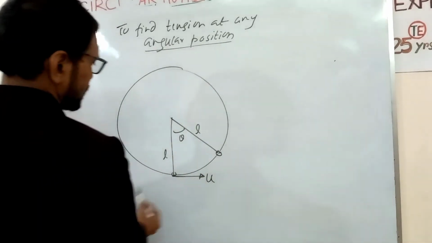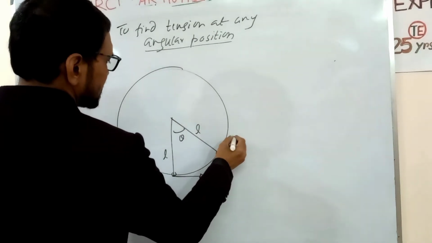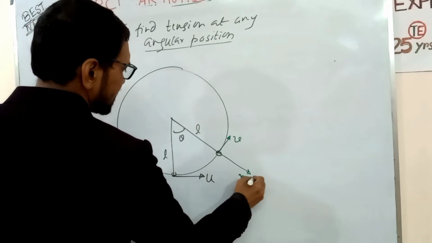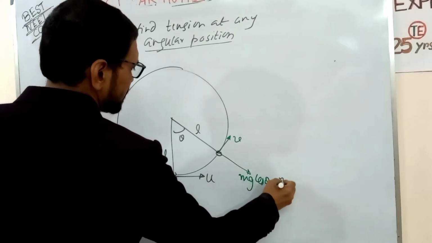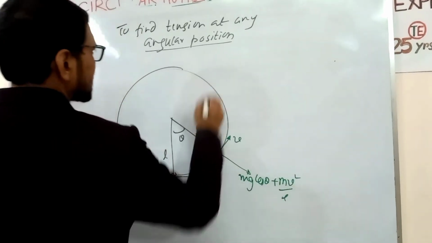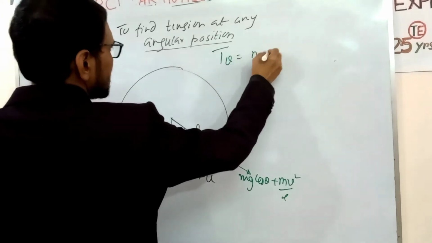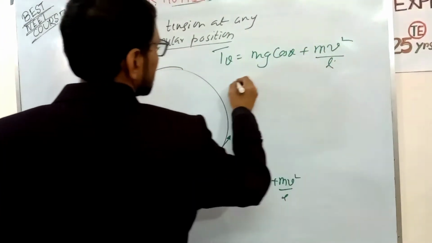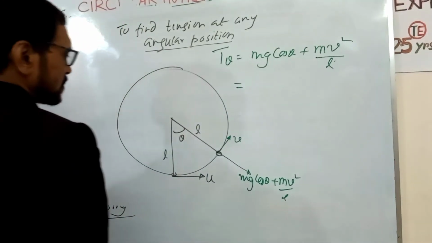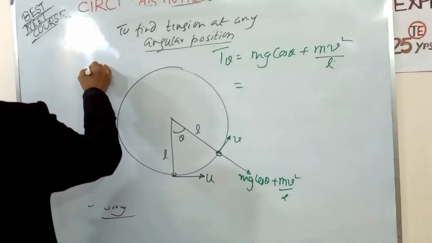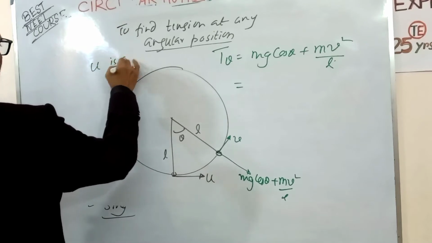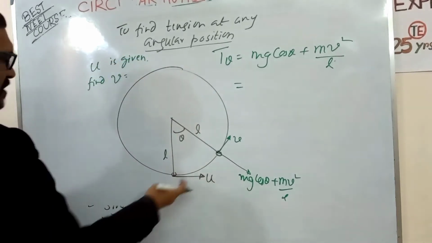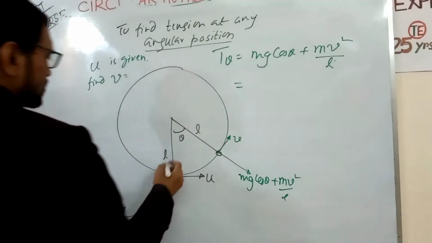Here first we have to calculate the velocity. If we get the velocity, what is the tension? The tension is mg cos theta plus m v square by L. So the tension at theta equals mg cos theta plus m v square by L. This is the tension. Now u is given, so we have to find the velocity v.